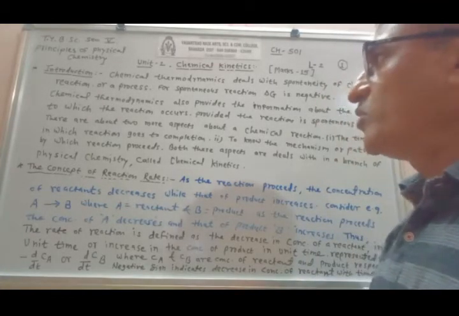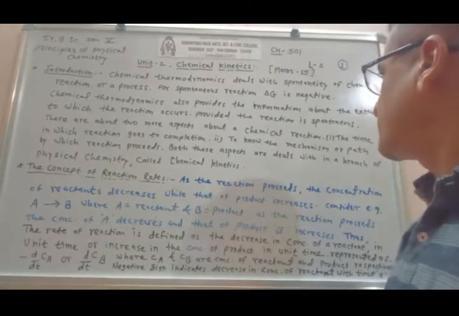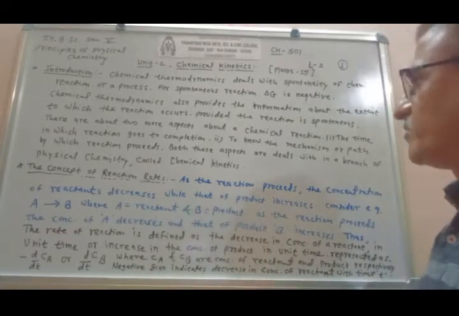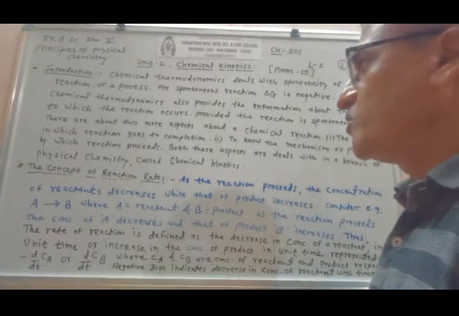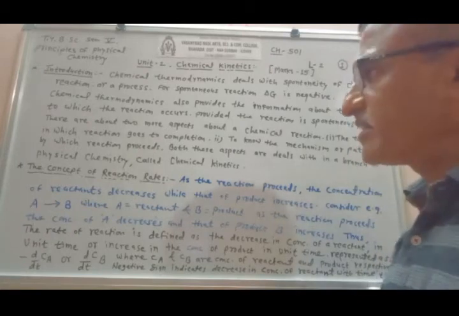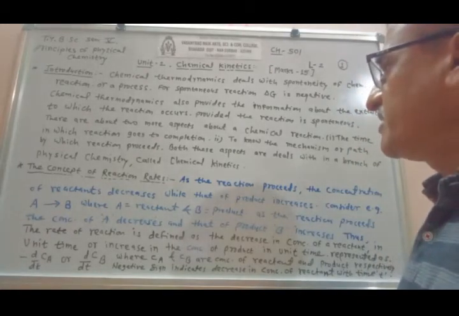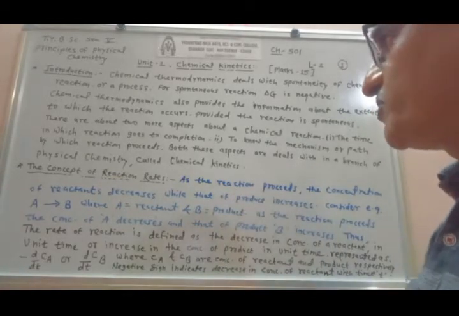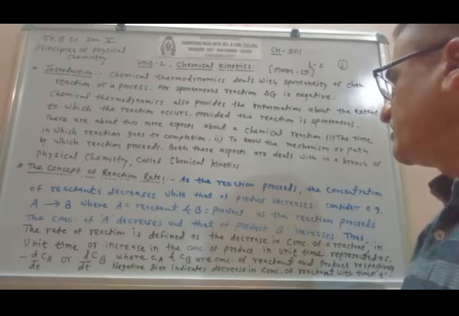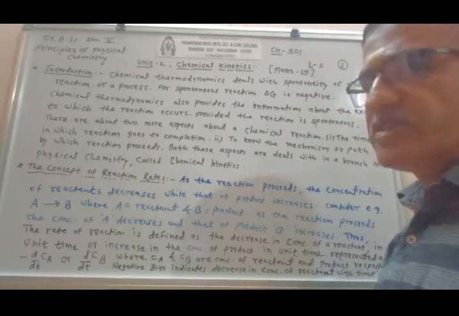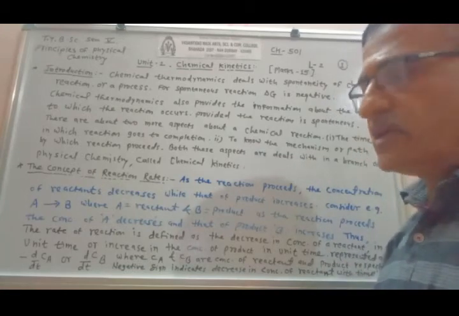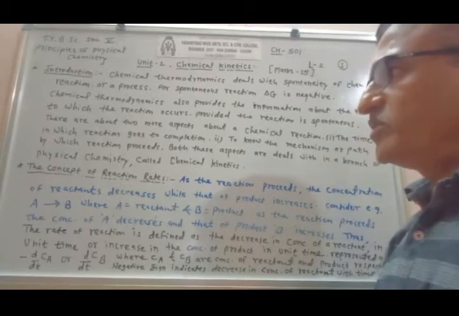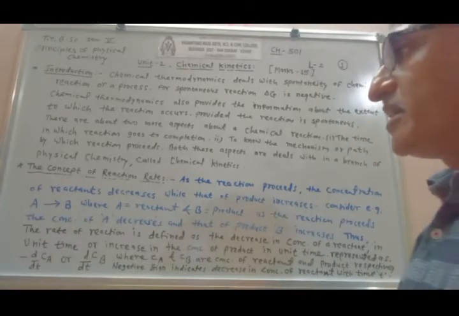There are two more aspects about a chemical reaction. First is the time in which the reaction goes to completion, so the time factor is important here. And second is to know the mechanism or path by which the reaction proceeds. Both these aspects deal with the branch of physical chemistry called chemical kinetics. So the study of reaction path or mechanism with time is chemical kinetics.